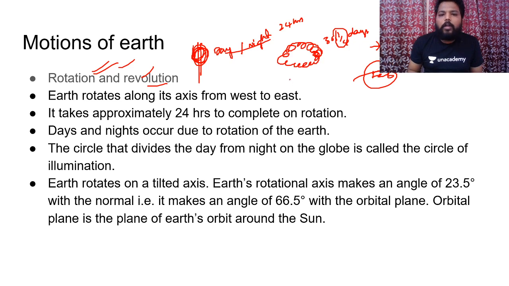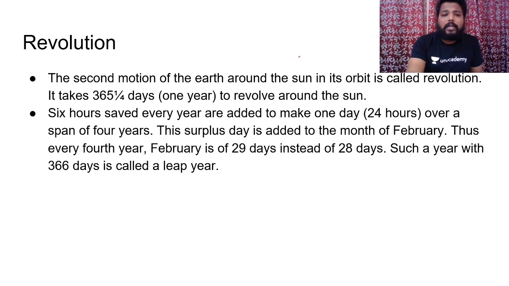So on the basis of rotation, we have day and night. This is a very simple concept. Everyone would know that the earth rotates along its own axis from west to east. This is a common point which everyone knows. And in that regard, what are the consequences of revolution? Many people have the doubt whether revolution is the reason for the seasons.